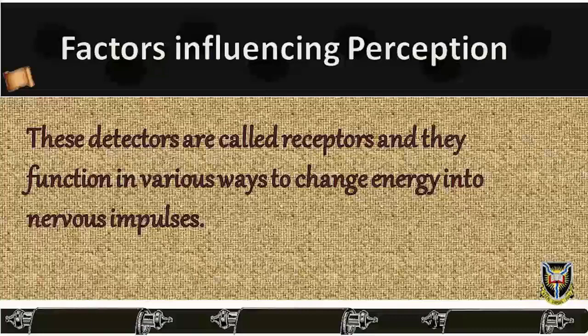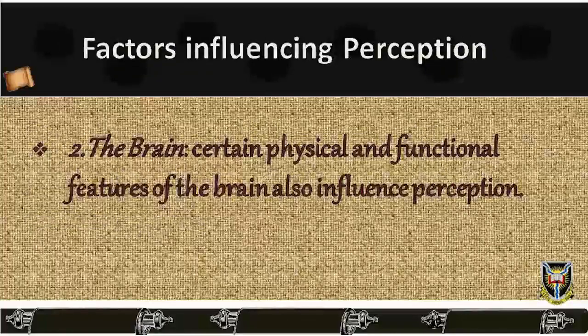Rods and cones each contain particular chemicals that respond to light in different ways. As a result, rods detect shapes, movement, and shades of gray, but do not respond to colors. Cones detect the full range of color by responding to different frequencies of light. These differences in structure and function help determine the perception effect related to rods and cones. Rods enable us to see in dim light, and cones enable us to see colors and sharp details in bright light. 2. The brain. Certain physical and functional features of the brain also influence perception.